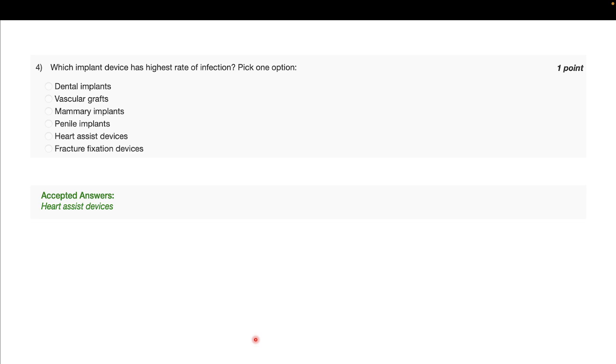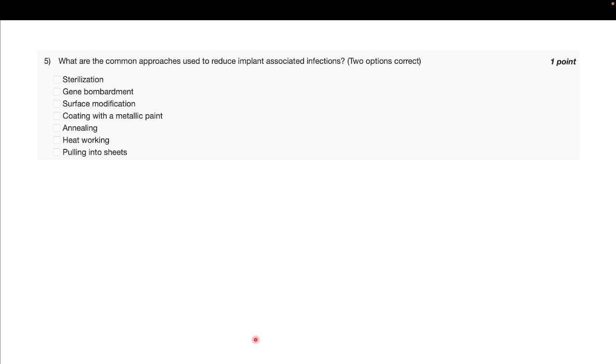Nothing much to discuss in this question actually, so I'll move towards the next. Next is, what are the common approaches used to reduce implant associated infections? We have to choose two correct options.